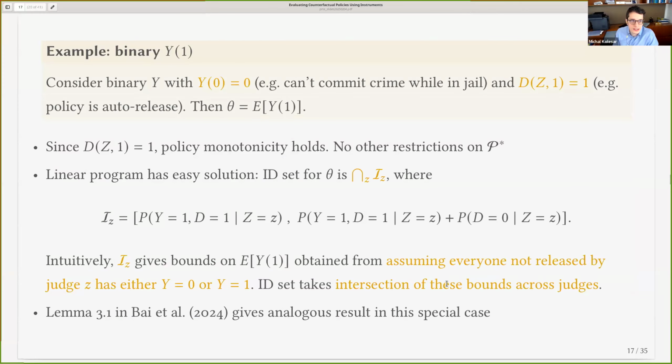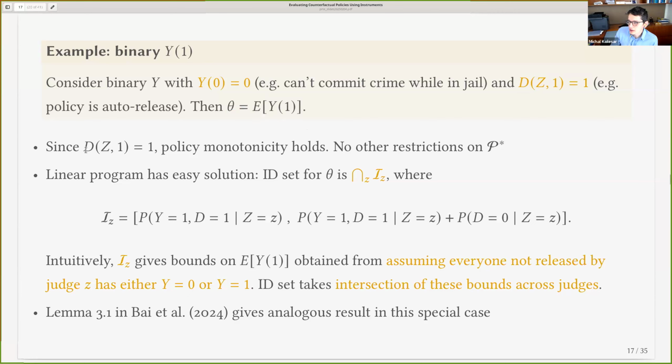To give you some intuition for why IV monotonicity doesn't help, let me give you the simplest possible example, because the result essentially just generalizes this example. Consider the case where if I'm not released, I cannot commit crime. So I can only commit crime when I'm released. I know that y0 is always 0. The question is just what happens to me if I'm released? What's y1? And suppose the counterfactual policy of interest is to release everybody, so I'm not going to hold anybody in pretrial detention. Then the counterfactual parameter of interest is just the average y1.